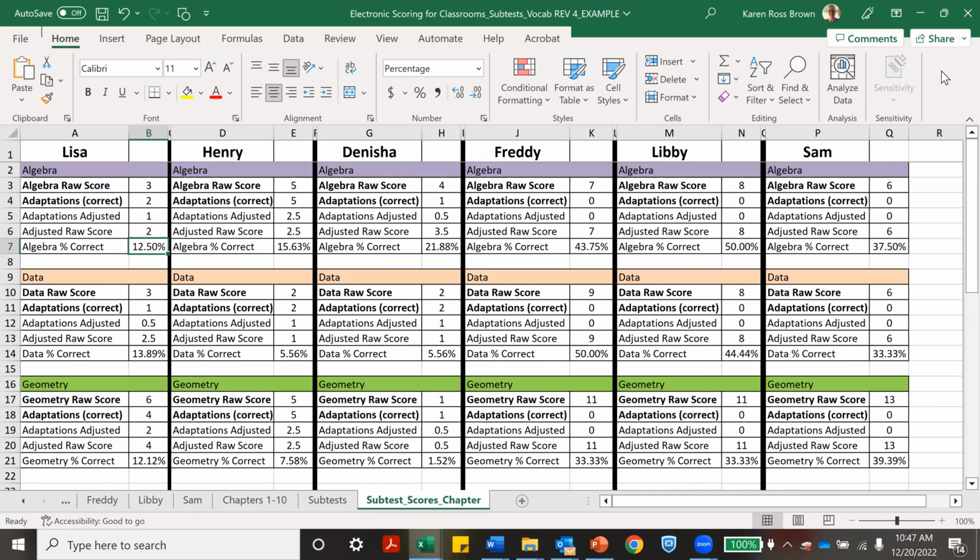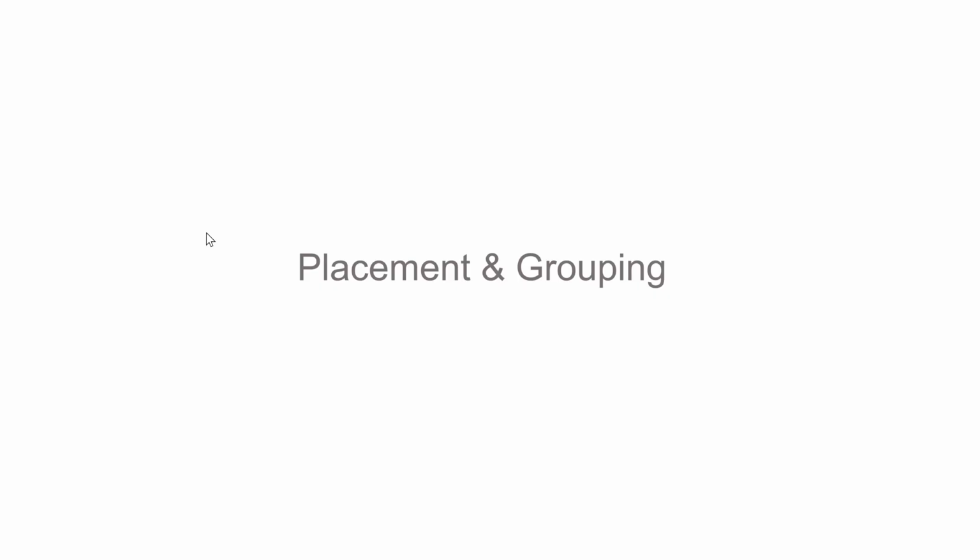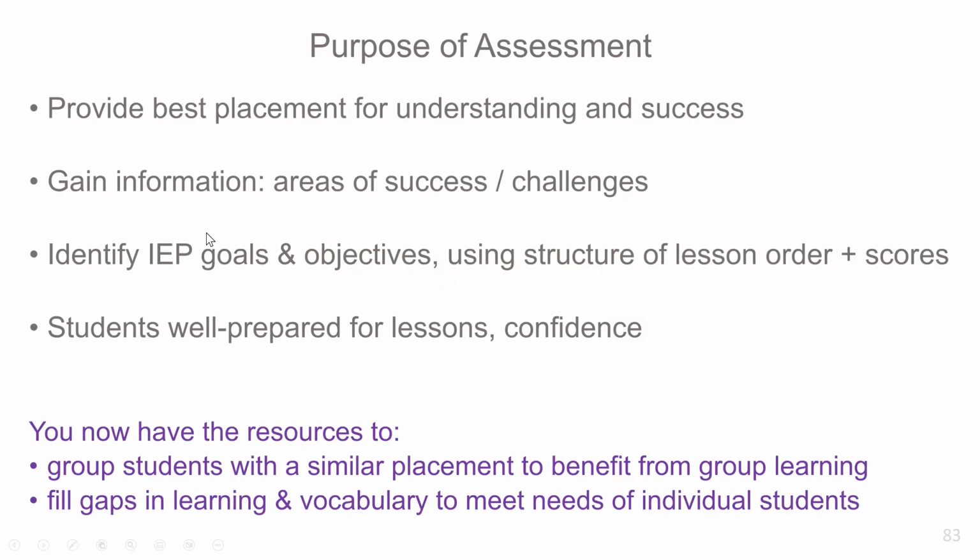So let's go back and see how this works with an example. Let's continue with placement and grouping. The purpose of using the equals assessment is to find the best placement for a student's understanding and success. It has been reported as being a very accurate tool in determining where students should begin in equals. It is also very useful for creating small groups and informing instruction.